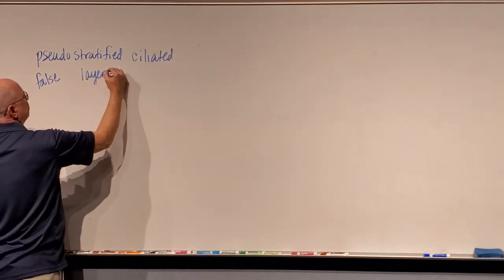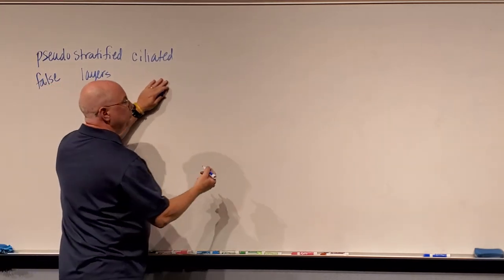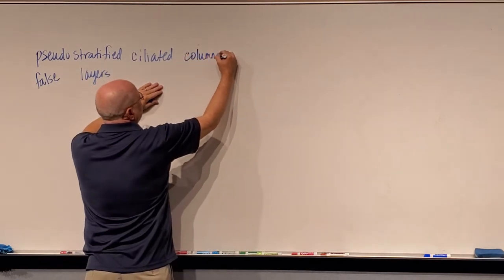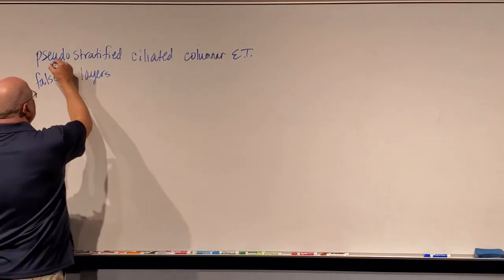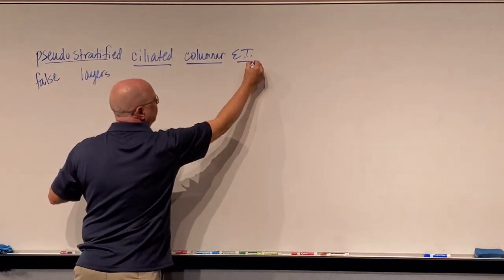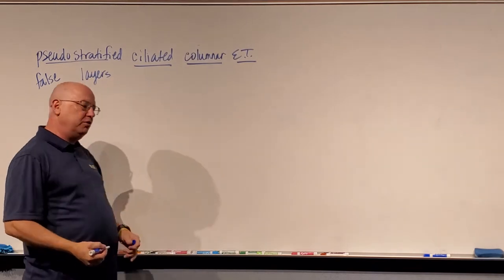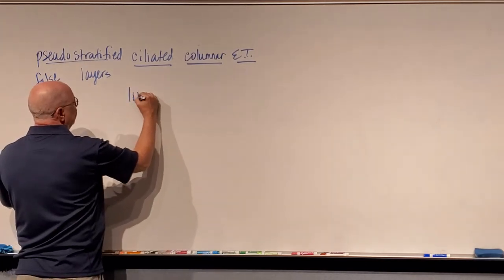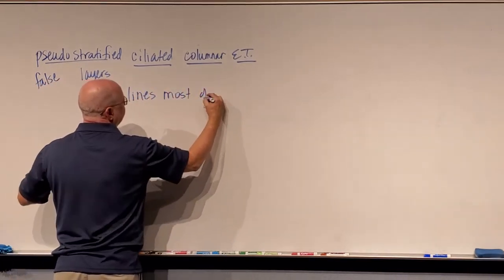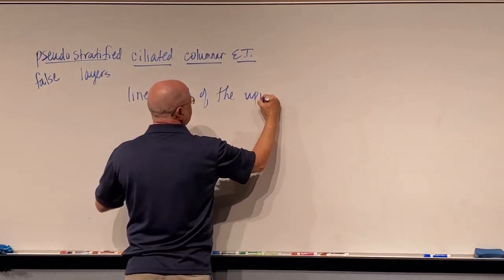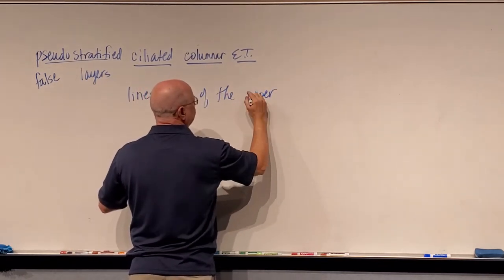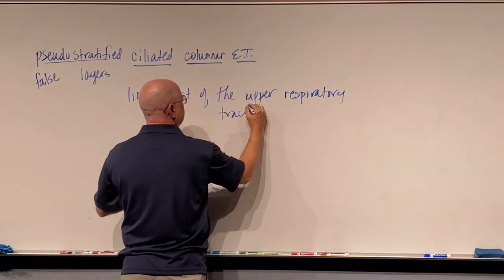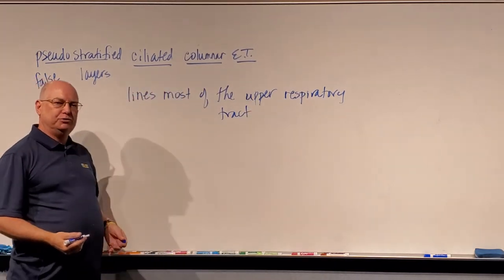Stratified means layers. Ciliated means they have cilia on them. Remember, cilia are the long membrane extensions that keep things moving. Columnar, epithelial tissue. So, pseudostratified, ciliated, columnar epithelial tissue. This is a really important one, so you should know it. And there's essentially one place that we find it. The location is it lines most of the upper respiratory tract. Most of our upper respiratory tract.